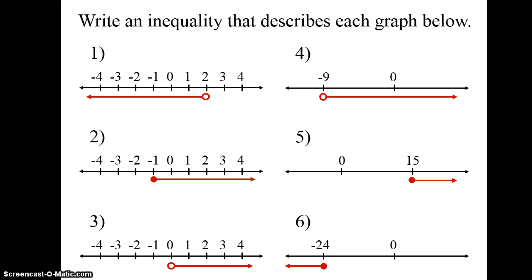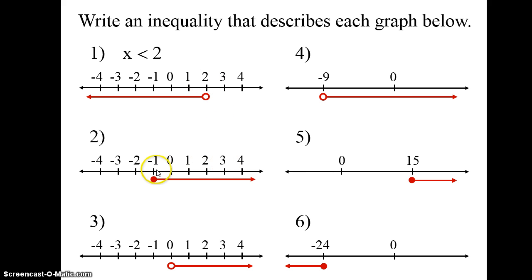A couple more examples, but now we're going to do it a little backwards. I'm going to give you the graph and you're going to write the inequality that describes it. So for number 1, I'm just going to pick any variable. In all of the questions, I'm going to pick x. Now x happens to be less than 2 because I've shaded to the left, and I don't want it to be equal to, so no line underneath it, because it's an open circle at 2.